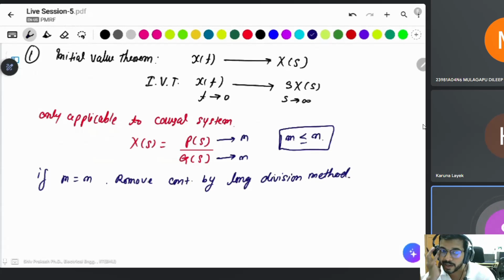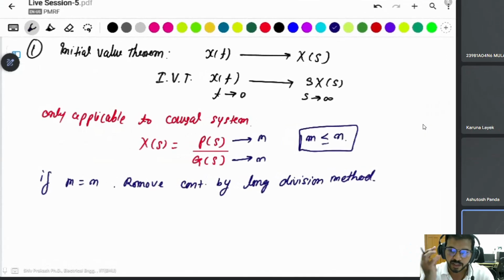It means you can't apply the initial value theorem to the whole system at any place. It can't be applied directly. You have to check the system, whether it is causal or non-causal. If the system is in P(s) and Q(s) form, then you have to check the order of both. If both are the same order, or m is greater than n, then you can't apply the initial value theorem there.